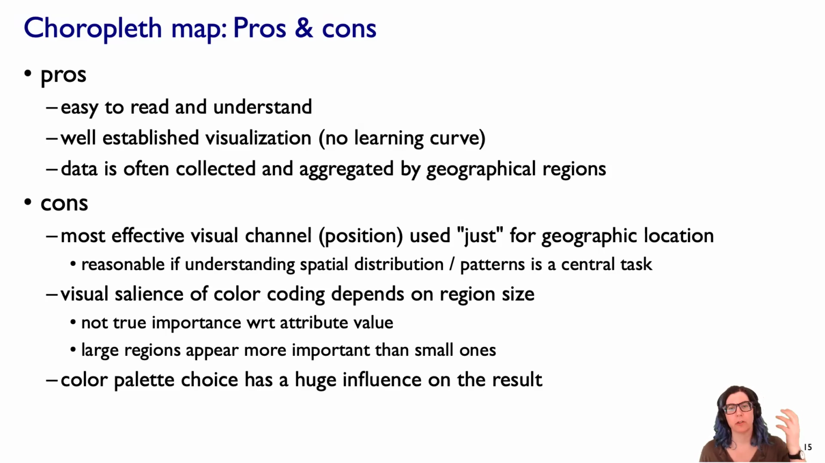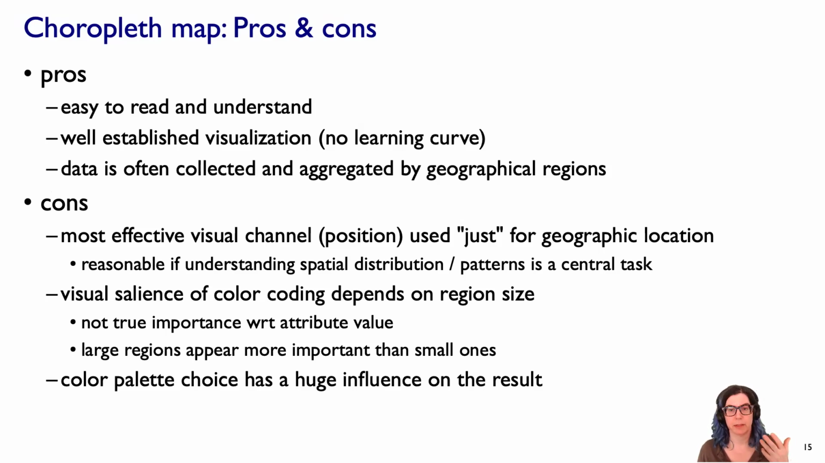So if the way you want to show it and the way it's gathered match up, that gets rid of a whole suite of problems. What are some of the downsides? Well, we've talked a lot in this class about how the most effective visual channel is spatial position, and in some sense, you're using it just for showing the geographic locations. So if those geographic locations are central to your question, if understanding the patterns of spatial distributions is your most central task, then that's completely reasonable.